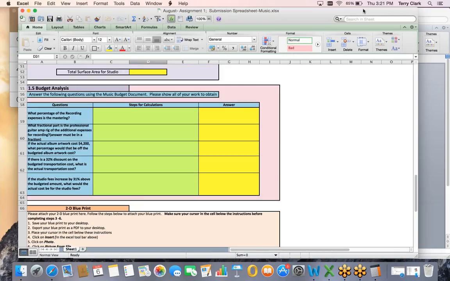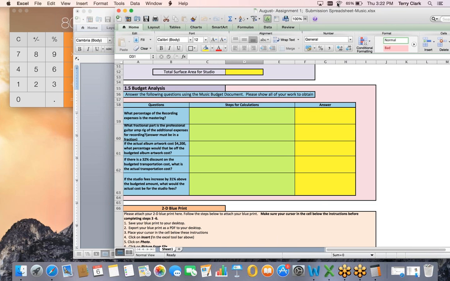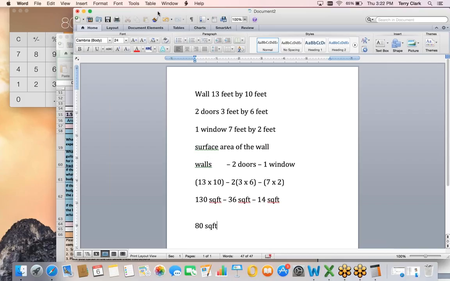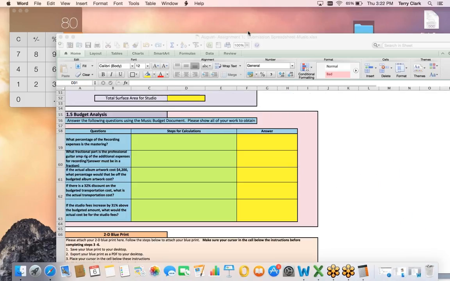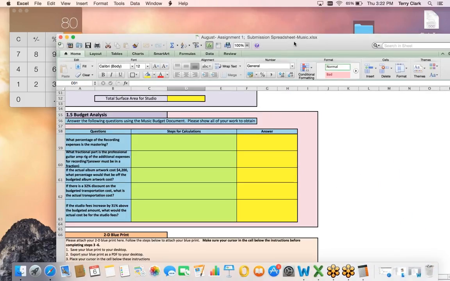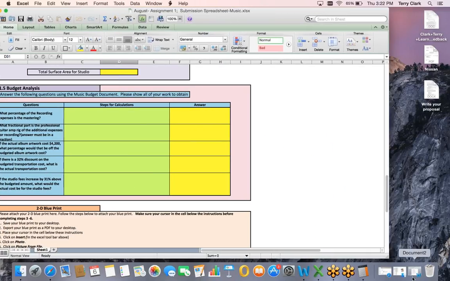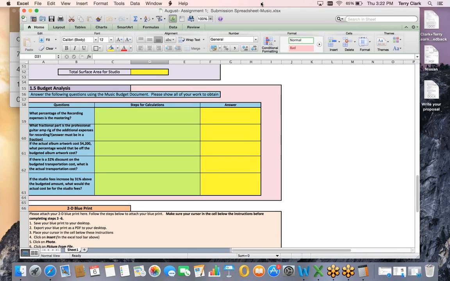Now we got the budget analysis stuff. Okay, now the first question says, what percentage of the recording expenses is the mastering? Well, the budget is going to be right in that document that we pulled. So we'll go to that document. Where is it at? I had it a second ago down here. No, it's gone. Okay, so I got that part. I need the other part of it.